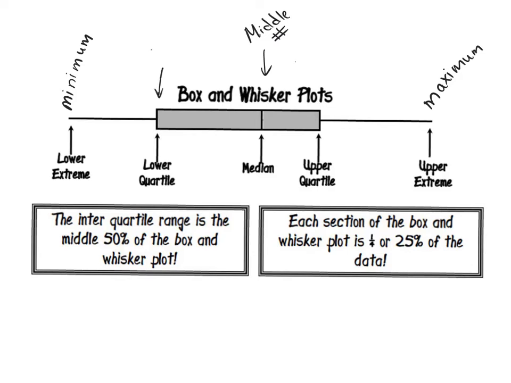The lower quartile is the lower median. When you split your data in half, this is the middle number in your lower half of your data, and your upper quartile is the upper median once you split your data in half.